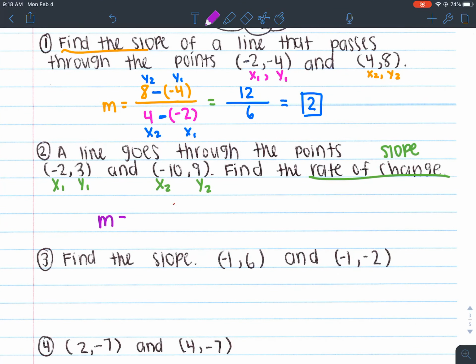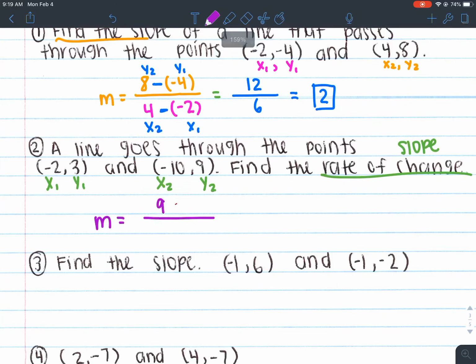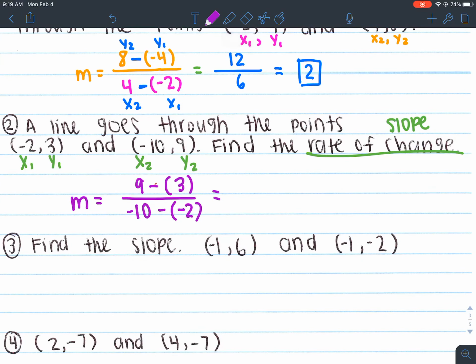All right, so we're going to find slope again. We have m equals y2 minus y1, so 9 minus y1, which is 3. And then we have x2, which is -10, minus x1, which is -2. And notice how I'm still putting parentheses there because I don't want to make an error. I don't want to make a mistake. So 9 minus 3 is going to be 6. And then -10 minus -2 is going to be -10 plus 2, which is -8.